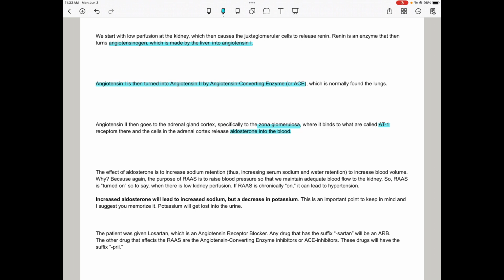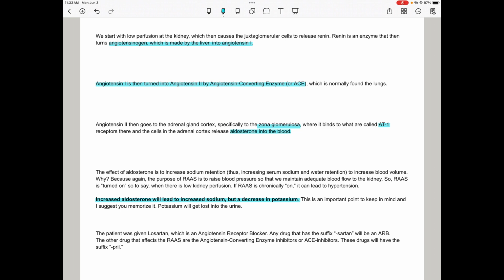But suffice it to say, the most important thing to know for your exam day, if you know nothing else, is to know that increased aldosterone will lead to increased sodium in the serum, but a decrease in potassium in the serum. Okay, this is a very important point, and if you know nothing else, this is something that you should memorize. And the reason we have low potassium in the serum is because we are losing it in the urine. As we are pulling in sodium and water, we are exchanging with potassium.